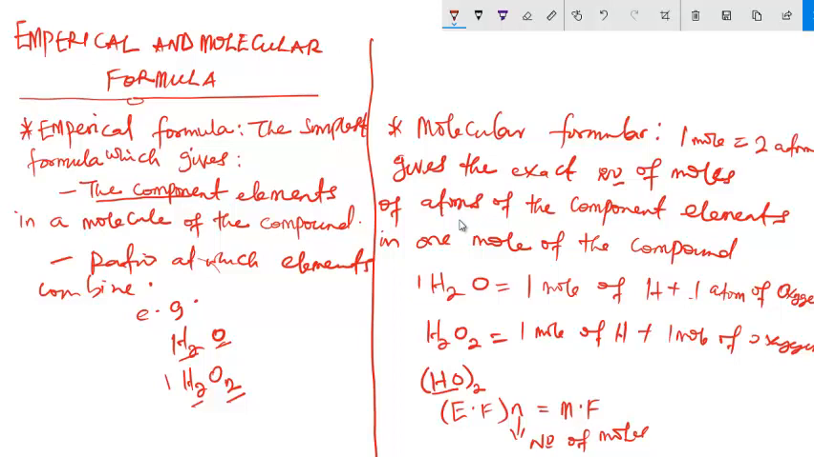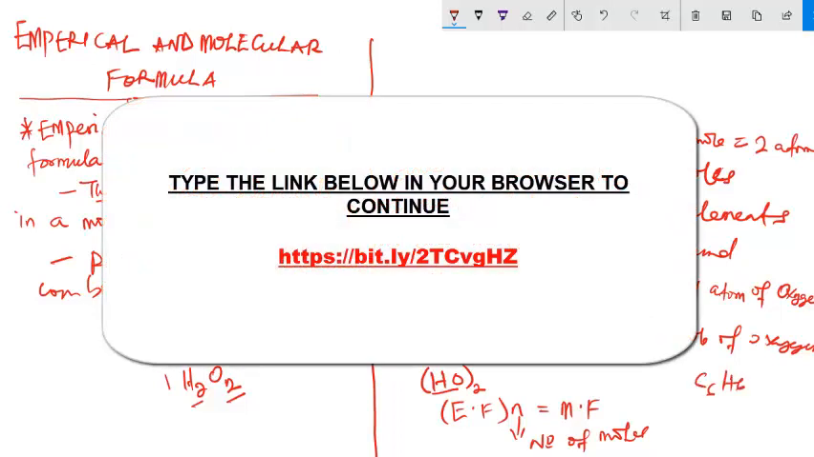So for example, let me take this example here. The empirical formula for benzene is CH. The molecular formula for benzene is C6H6, and this C6H6 is CH multiplied by 6.